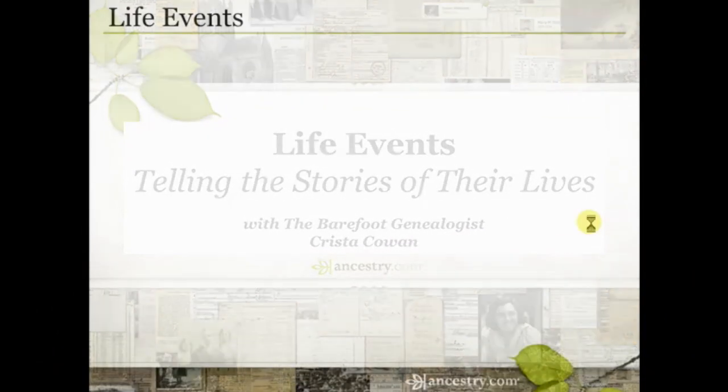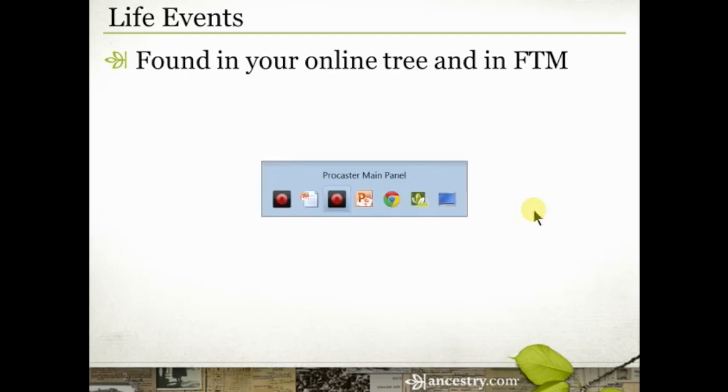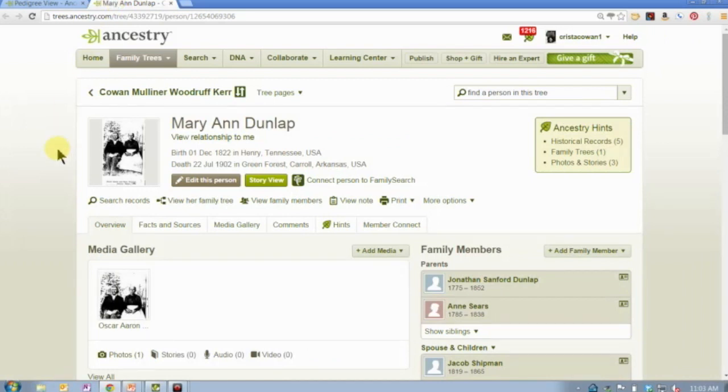And we're going to start with showing you where you can find all of the life events, both in your online tree and in Family Tree Maker. Let's start with the online tree. So here is my tree. I've got my great-grandmother here as the home person. We're going to take a look at her grandmother, Mary Ann Dunlap.